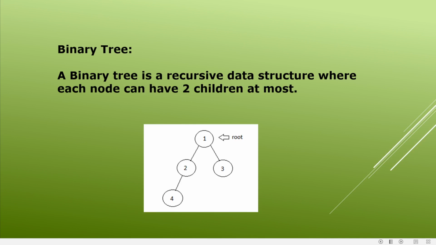See the figure for this binary tree structure. A root node 1 with left child 2 and right child 3. Again 2 is having a left child 4.